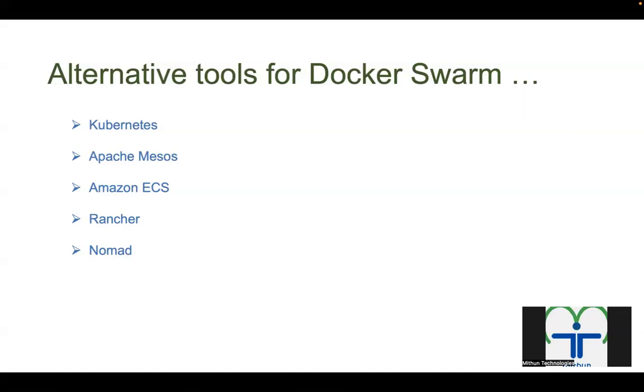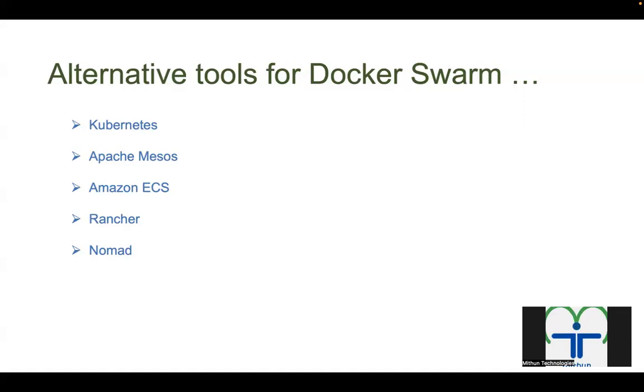But most of the guys are using Kubernetes. Why? Kubernetes is open source. If you want to use Kubernetes, you don't want to pay money and don't want to purchase any license. But if you want to use Amazon ECS, it is not free, right? So that's why most of the guys are using Kubernetes.